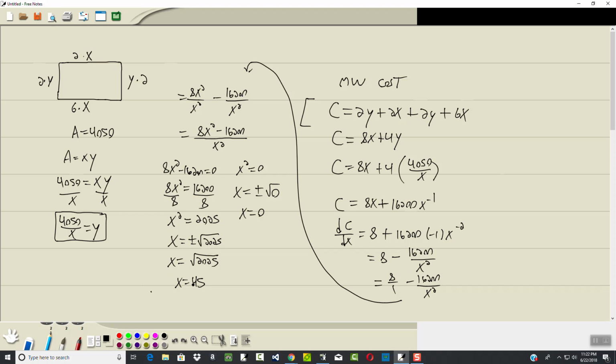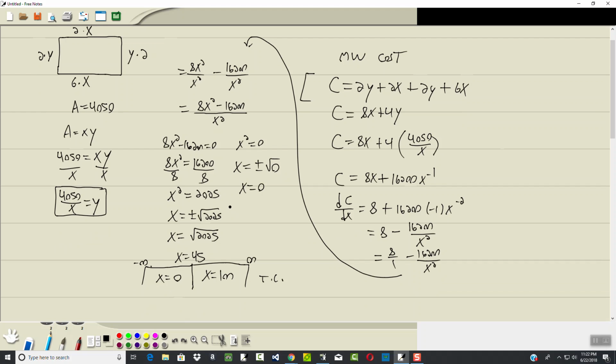Now this is probably our answer. We could make sure it's a minimum by doing our test cases. Clear over here is negative infinity, clear over here is positive infinity. Choose something between negative infinity and 45, like 0. Something greater than 45, like 100. Although there are restrictions on what can be in there for the area to still be 4,050. Plug those in my derivative. And here's our derivative here. Now the x squared is always positive, so I don't have to worry about it. The denominator is always positive.